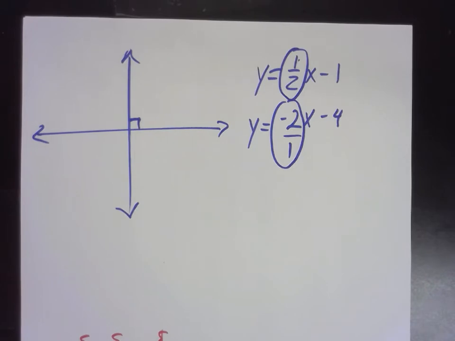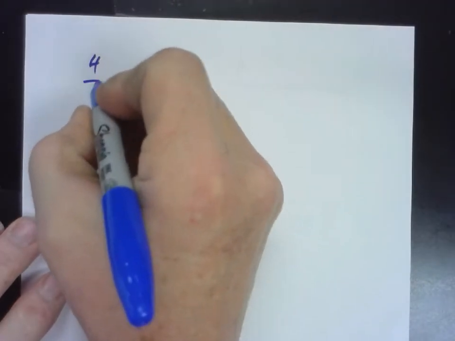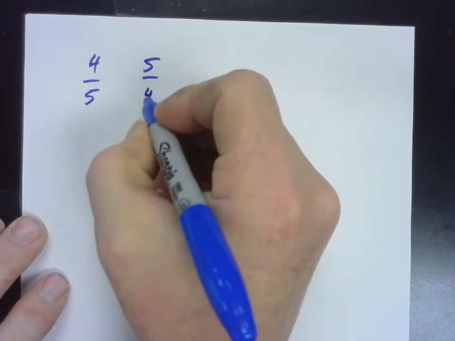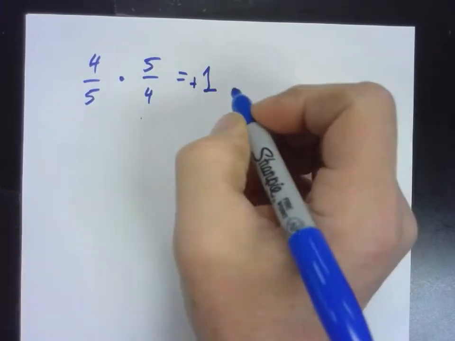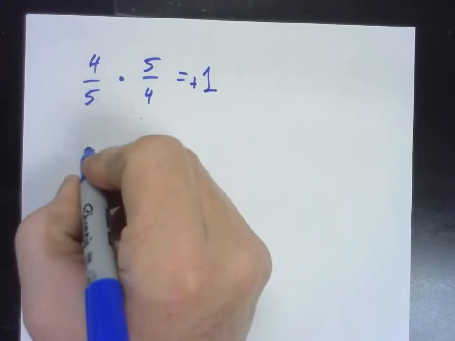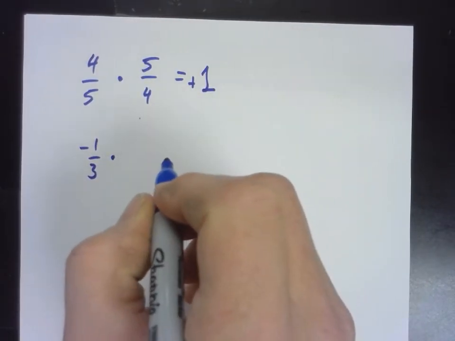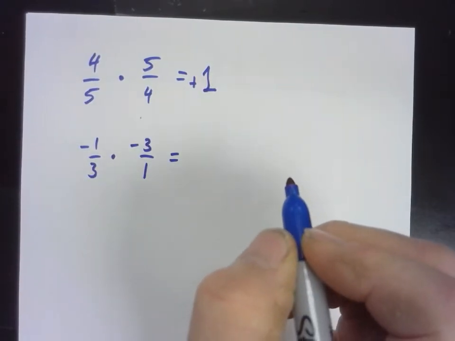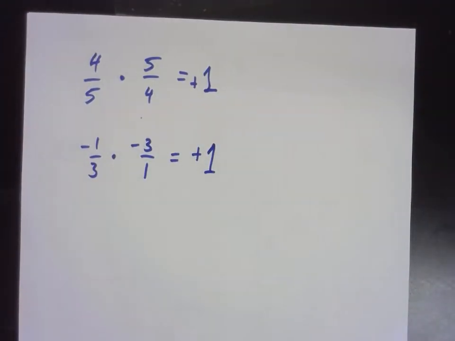Okay, so let's make sure we're clear on this. What's the reciprocal of 4/5? And what do you get when you multiply a number by its reciprocal? Positive 1. Not just 1, positive 1, right? Even if the number is negative, okay, so I have negative 1/3. What is its reciprocal? Negative 3 over 1. And when you multiply them together, what do you get? Positive 1. Okay, so any number times its reciprocal is positive 1.